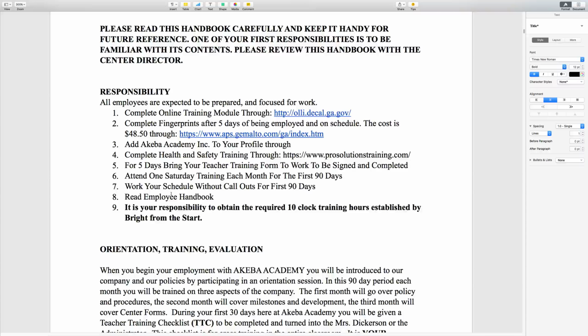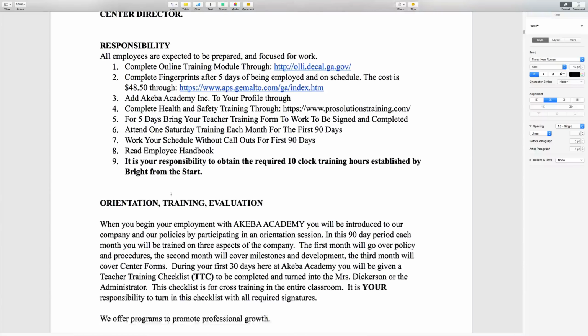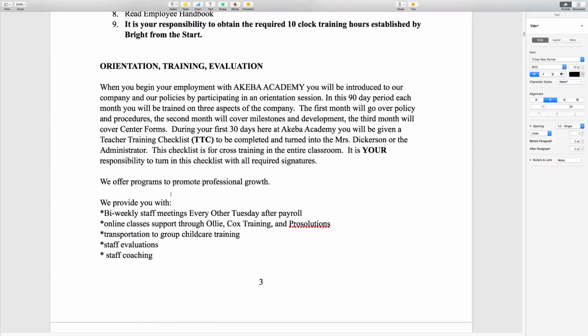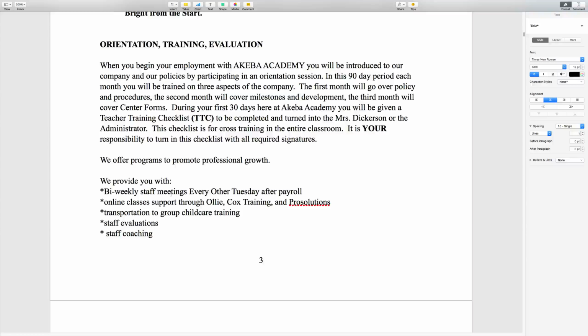They're expected to work their schedule and to read the employee handbook. I'll take them through the process of what orientation and training is all about with us. At Akiba Academy, they understand that they are on a 90-day teacher training process. We give them the checklist. We tell them to bring it during your first 30 days.